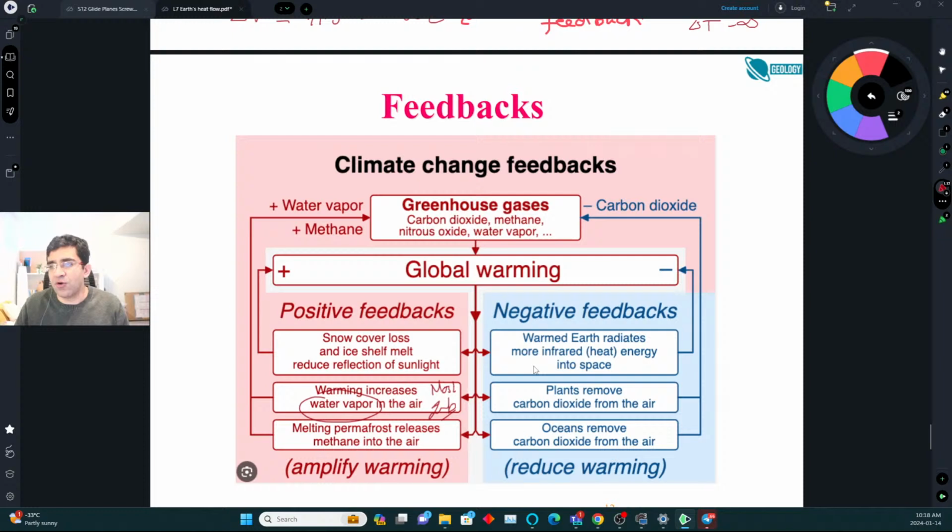Negative feedbacks: a warmed earth radiates more. Plants remove carbon dioxide from the air. Typically, as you increase carbon dioxide in the atmosphere, plant growth becomes more vigorous. Plants do best at more than around 1000 parts per million of carbon dioxide. Some oceans remove carbon dioxide from the air.